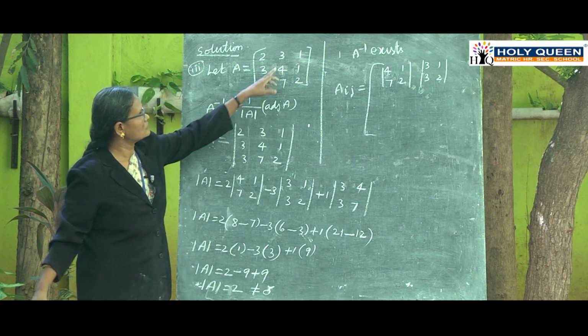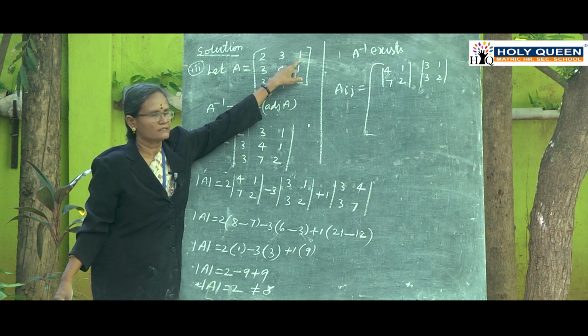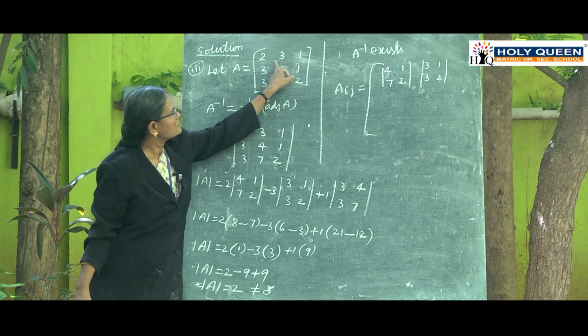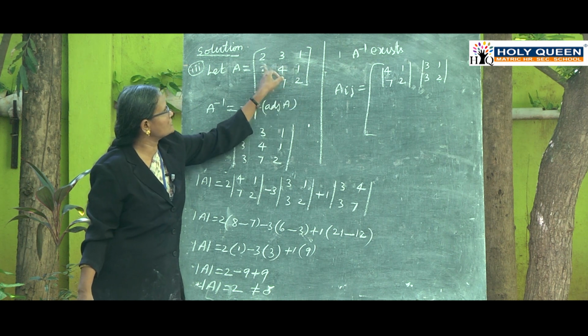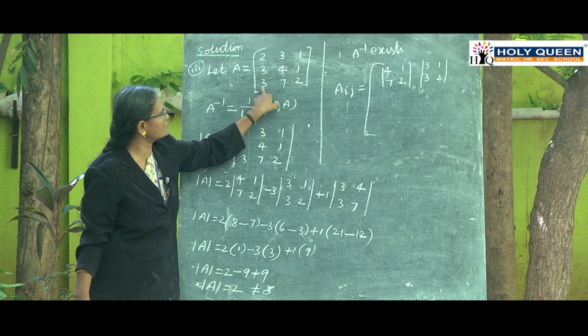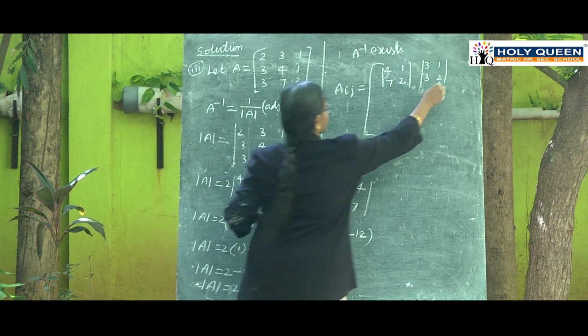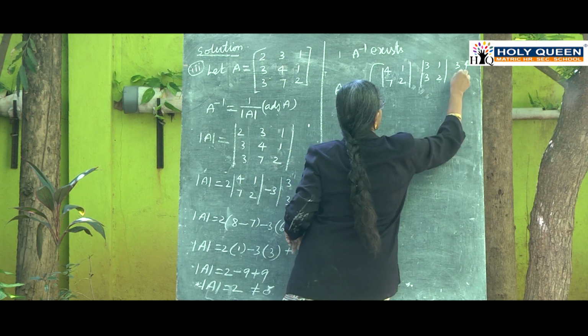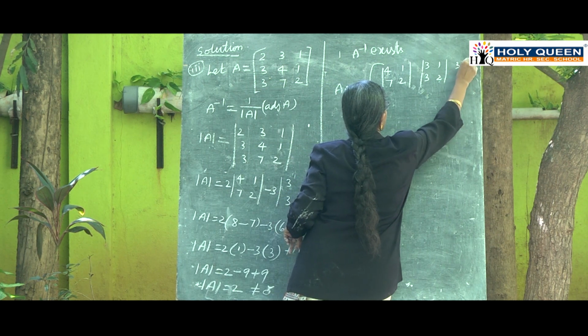In the first row, the last element is 1. The position of 1 is first row under the third column. Ignore that first row under the third column. The remaining elements are 3, 4, 3, 7.